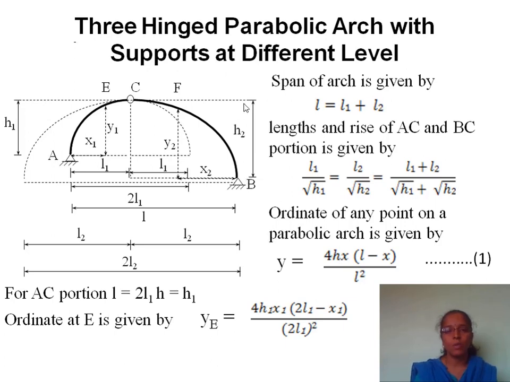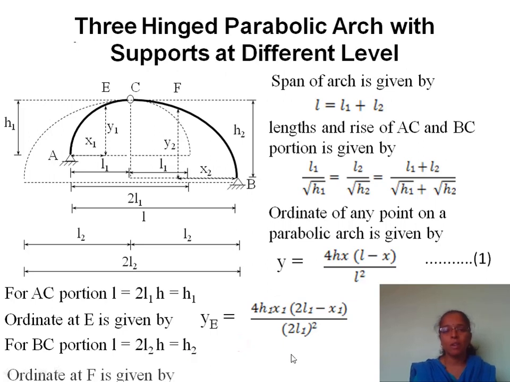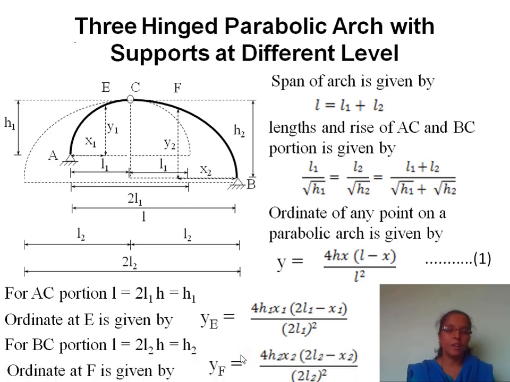This is the rise for the BC portion, and L will be equal to 2L2. So for the BC portion, L is equal to 2L2 and H is equal to H2. Therefore, the ordinate at F is given by Y = 4 into H2, into X2, into (2L2 minus X2) divided by (2L2) whole square. Using this formula, you have to find the ordinate at any point on the rib of the arch.